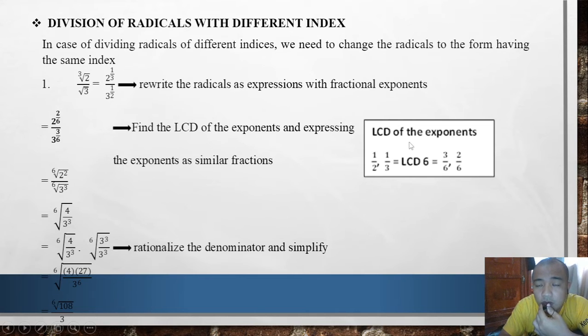Of course, we're going to use again the LCD, just like what we did in multiplication of radicals. So 2 raised to 1/3 will become 2 raised to 2 over 6. 3 raised to 1/2 will become 3 raised to 3 over 6. So they have the same indices. So 6 root of 2 squared over 6 root of 3 cubed. And this can be written as 6 root of 4 over 27.